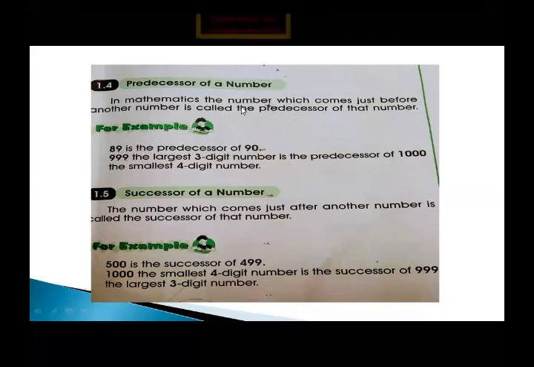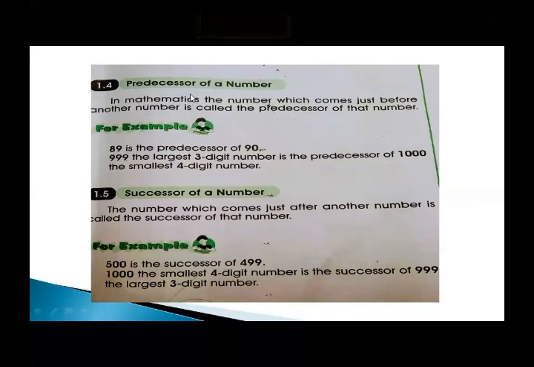And what is written here: the number that comes just before another number is called predecessor. So here 89 is a predecessor of 90 because 89 comes before 90. So this is called predecessor, the number that comes just before another number. 999, the three-digit largest number, is the predecessor of 1000 because 999 comes before 1000, the smallest four-digit number.